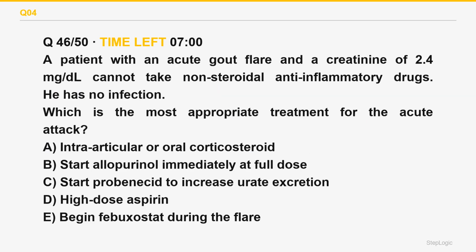Which is the most appropriate treatment for the acute attack? A patient with an acute gout flare and a creatinine of 2.4 milligrams per deciliter cannot take nonsteroidal anti-inflammatory drugs. He has no infection. Read the command: the treatment for the acute attack. Gout therapy divides into treating the flare and lowering urate long-term, and mixing them worsens the patient.